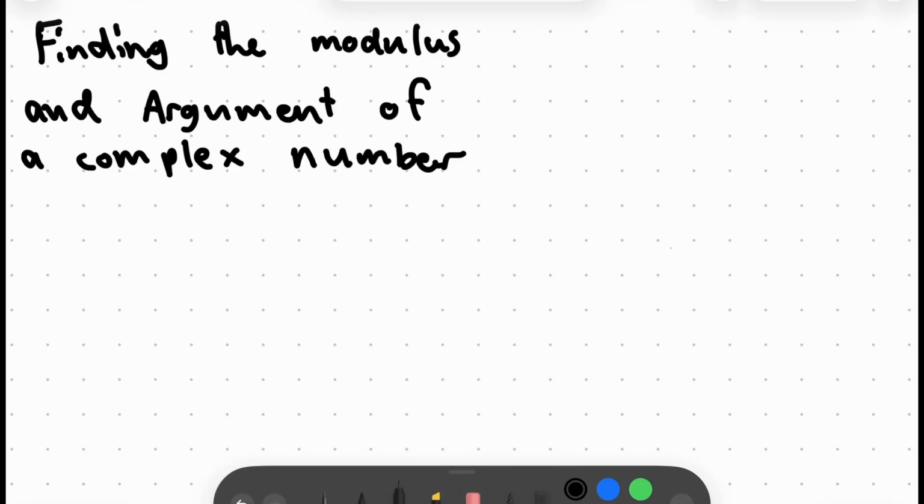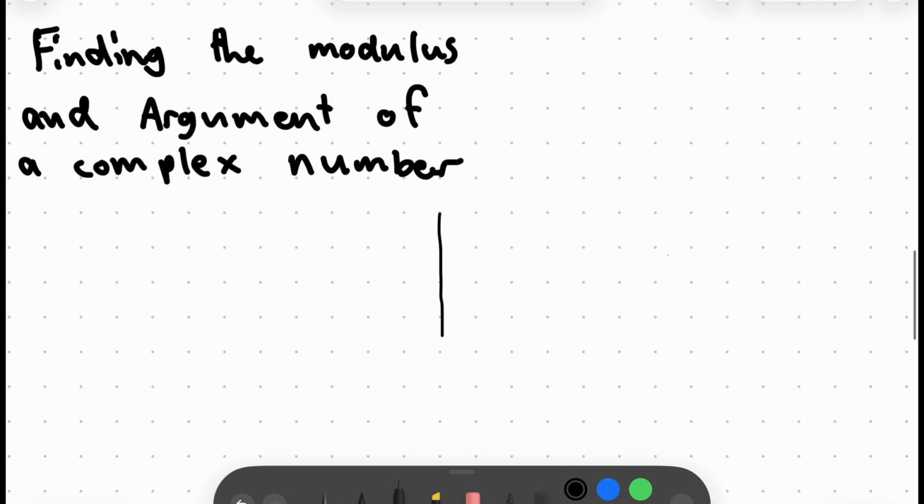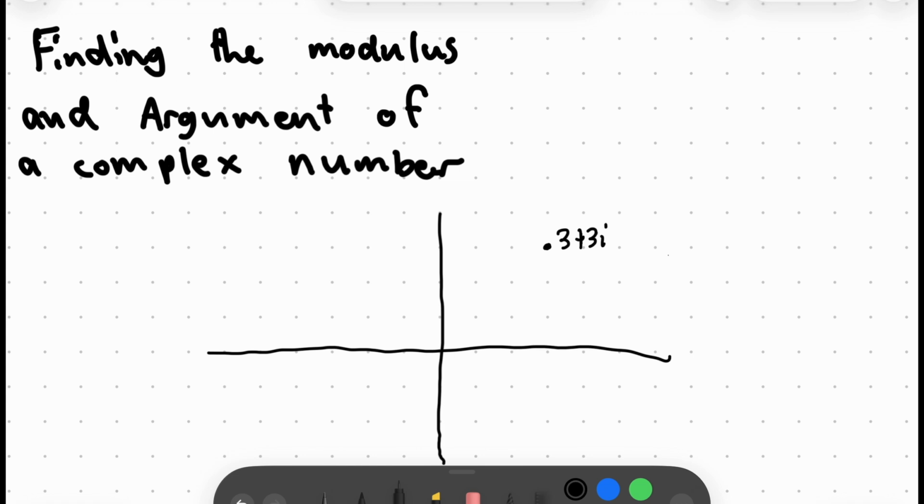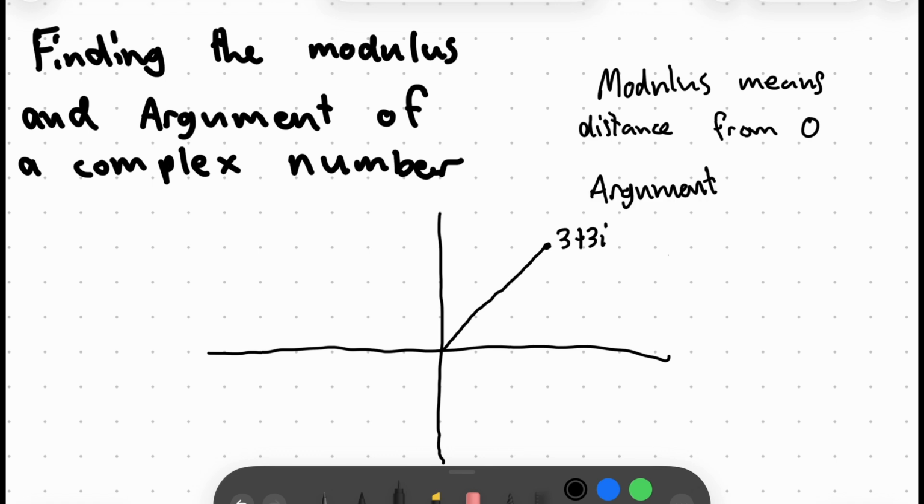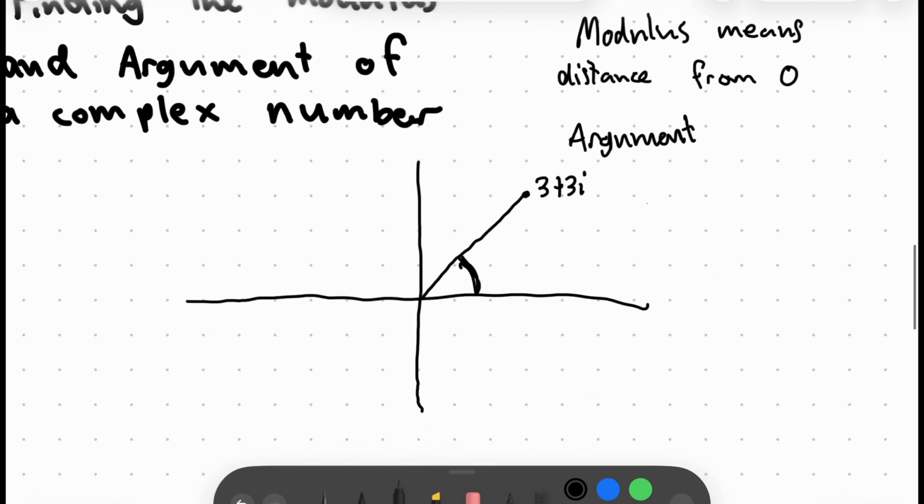Hello everyone, in this video I'm going to be showing you how to find the modulus and argument of a complex number. So, if we have our complex plane and we have this point here, 3 plus 3i, the modulus is going to be the absolute value, or the distance from 0. And the argument is this angle here, or if it's below, it's going to be that angle there, and it'll have a negative argument.